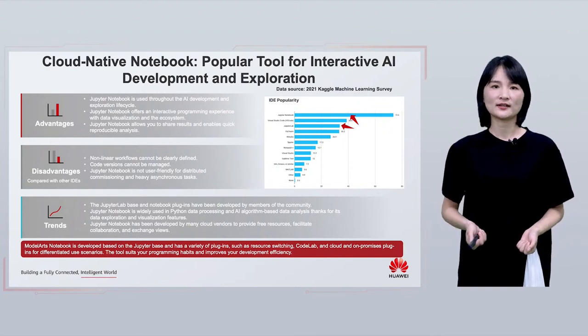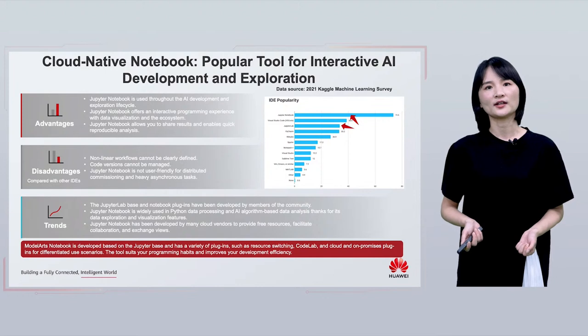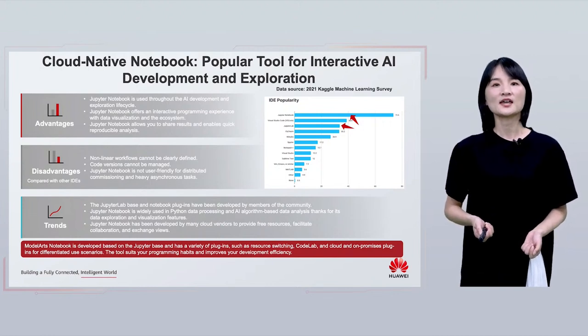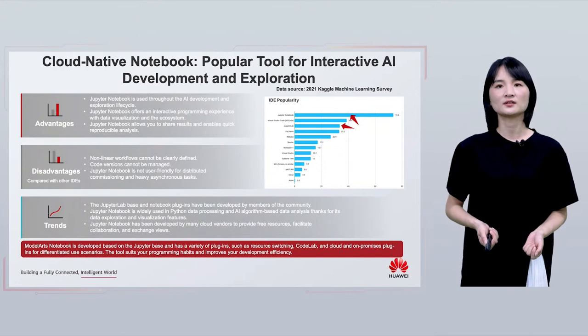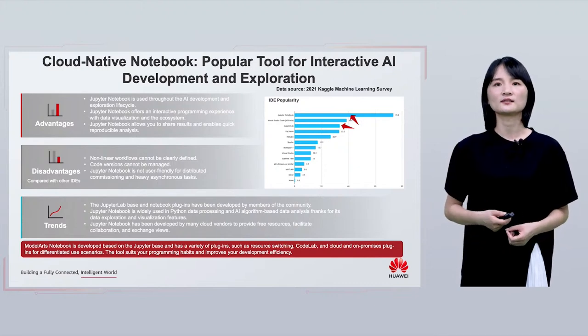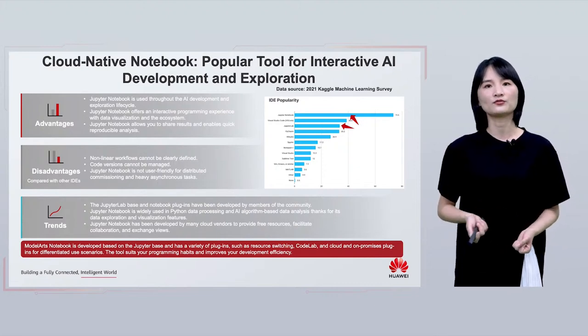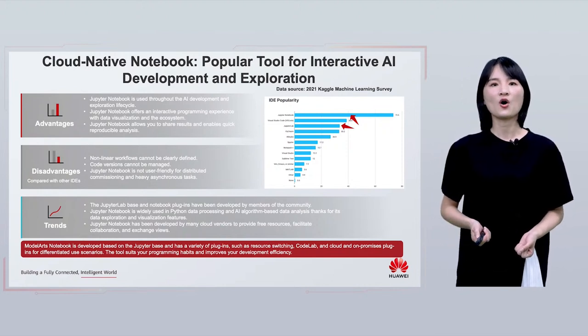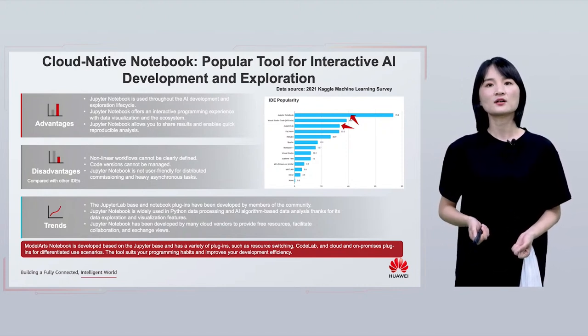The figure on the right shows Notebook is the most popular IDE of the respondents. However, Notebook has some disadvantages. For example, workflows are not clearly defined in version management and distributed commissioning, and heavy asynchronous tasks are not user-friendly. In spite of these disadvantages, it still is our preferred tool for AI exploration.